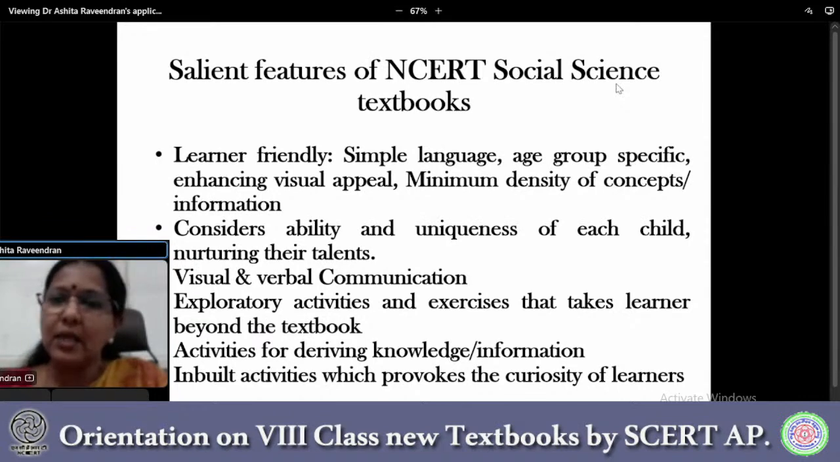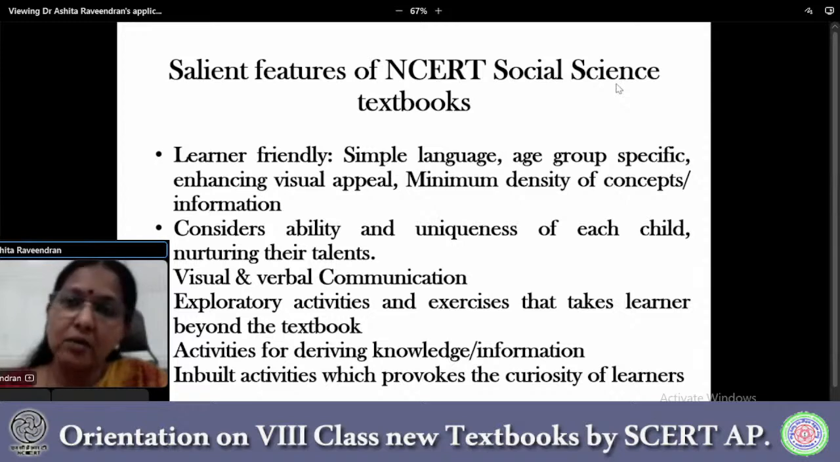I have already stated that it's not just information given in words; the pictures also communicate with the child. And then there are many exploratory activities and exercises that will take the learner beyond the textbook. Going beyond the textbook is something NCF has been propagating. The child needs to think beyond the textbook, so we need to give them activities of an exploratory nature. They will be able to think more about it.